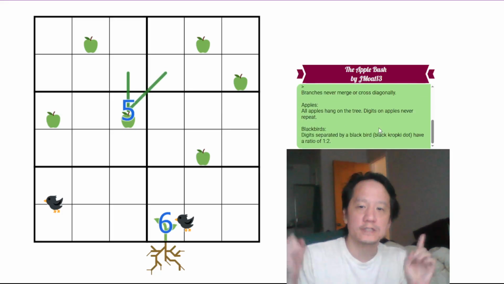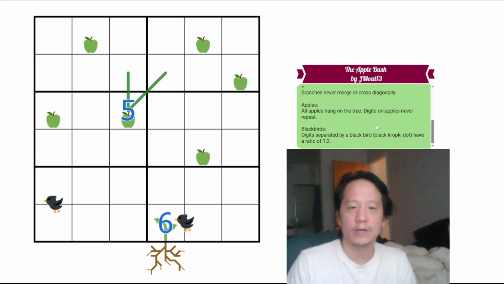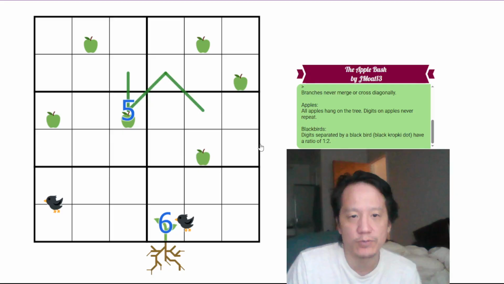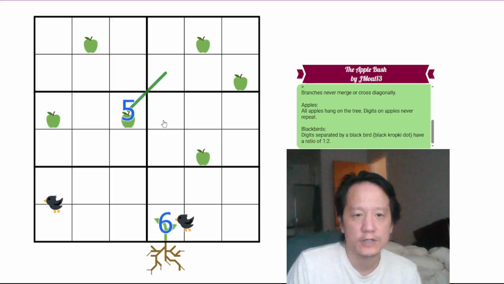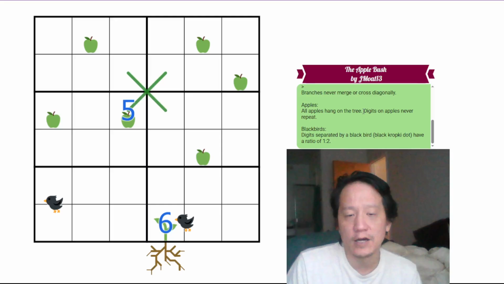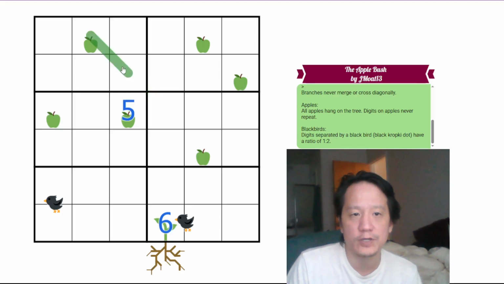And branches never merge, so that means that you cannot go 2 separate branches into the same cell, or cross diagonally. So then this would not be allowed. We also have apples, where all apples hang on the tree. So digits on apples. So every apple must be from a tree. So this must be basically hanging from a tree. This must be hanging from a tree, same as this one, right?